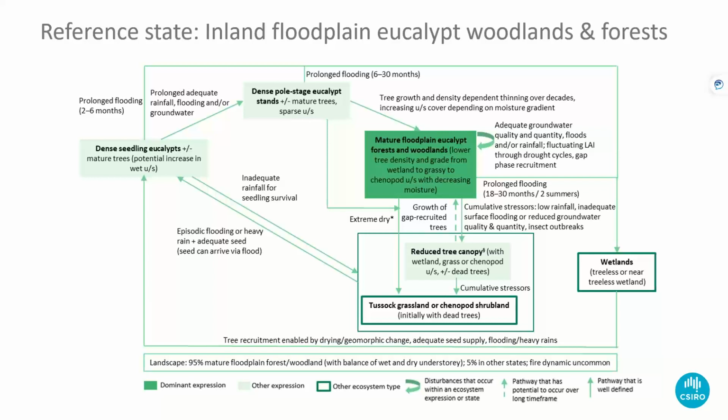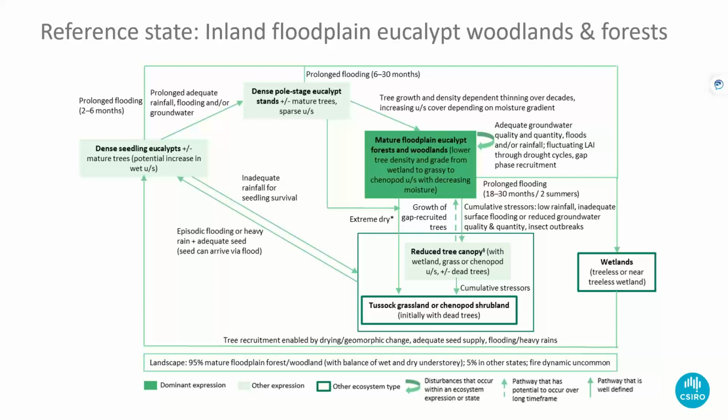You can also jump out into an expression which we've called wetlands here, which sits in another ecosystem type, and through prolonged flooding of any of these expressions, you can move into that box. And there is also, under extreme dry periods, a move into what manifests as a tussock grassland or chenopod shrubland. This hasn't been observed in recent times in GKP, so we don't tend to focus on that tussock grassland or chenopod shrubland element of the model.